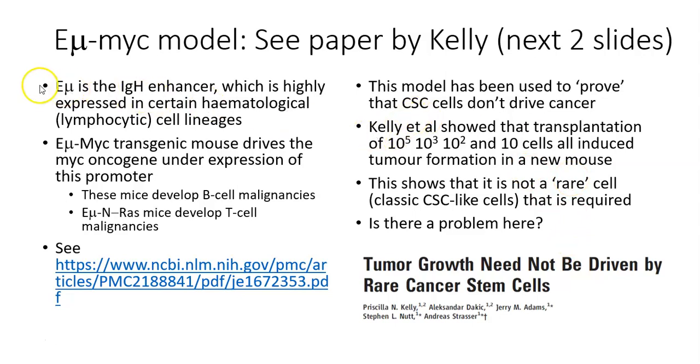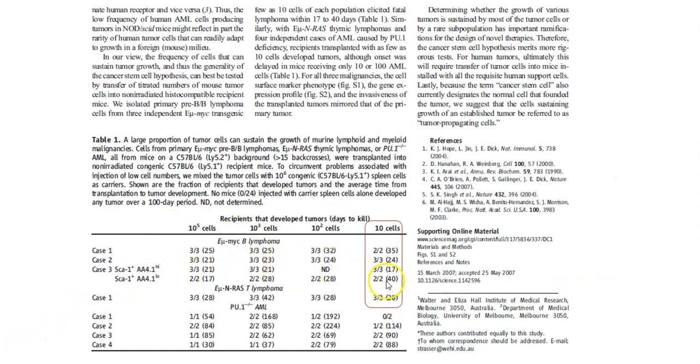And what Kelly showed using this model is it didn't matter if you injected 10 to the 5, 10 to the 3, 100 or 10 cells, you always got tumour formation, showing that cancer formation is not down to some rare cell like a classic cancer stem cell. It is any cell. It's almost like the stochastic model that I talked about in the cancer stem cells lecture, where any cell can transmit cancer from one mouse to the next mouse. So this is just the data here showing the tumour take frequency when you inject 10 to the 5, 10 to the 3, 10 to the 2, or just 10 cells. And you see 2 out of 2, 3 out of 3 are all developing tumours.